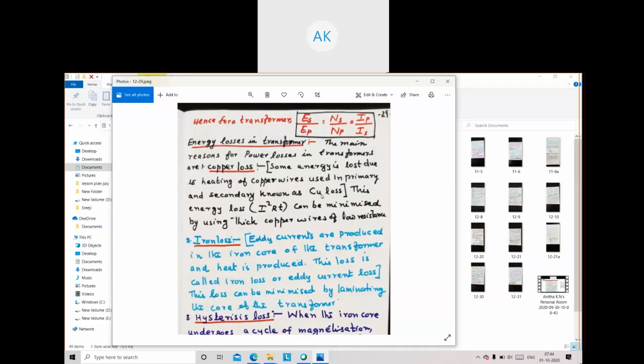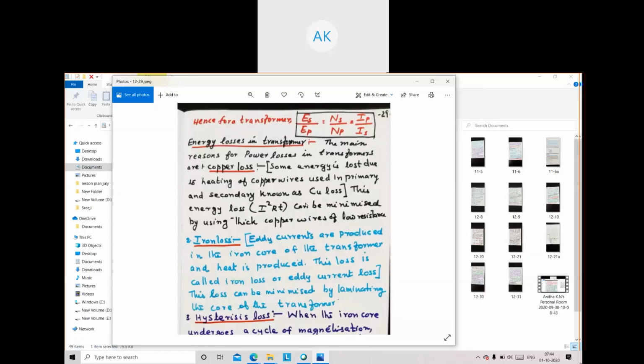So I told you, on the soft iron core, copper wires are wound. Copper is a metal, so what happens? A heating effect will be there when current is passed through that wire. Joule's heating effect, that is I squared RT, is the heat energy produced. Even though we are using copper, it will have some resistance. So power loss, or energy loss, is equal to I squared RT.